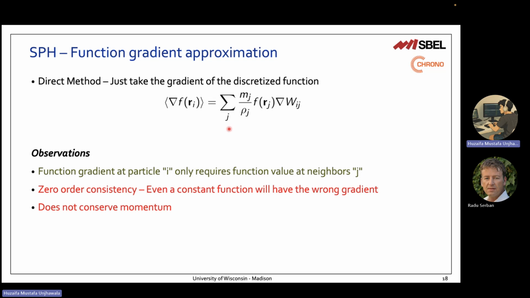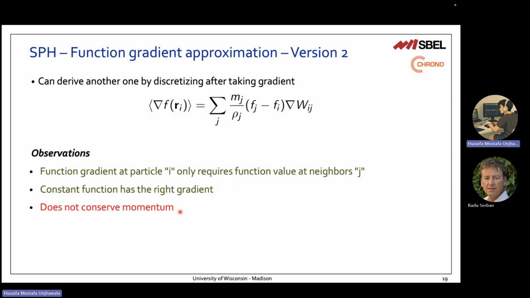With the function gradient, there are many ways you can write this. With the function value, you can write it only in one way, but with the function gradient in SPH, you can write this gradient operator in many different ways. This is one way. It's not a great way, because if I have a constant function f, the gradient of a constant function in continuous space is 0. The function is constant, you take a gradient of it, it's going to be 0. But if you look at this formula and plug in f equal to 2 for all space, for all j, you'll get a non-zero gradient, which means this discretization is not great. It has 0 order consistency. That means even a constant function will have the wrong gradient, right?